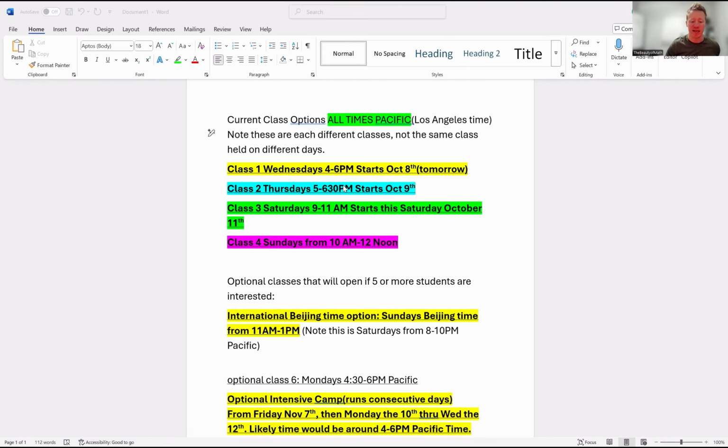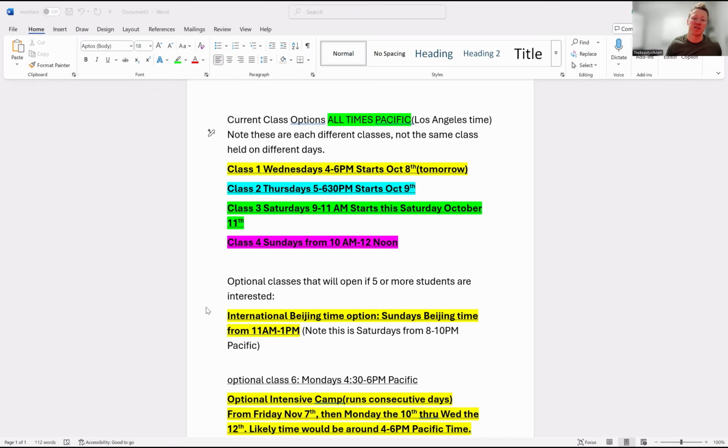Class two is Thursdays. It starts the day after tomorrow. Class three is Saturdays, and class four is Sundays. Currently, the only two classes that are guaranteed to happen are Wednesdays and Sundays, although Saturdays and Thursdays both have one student signed up so far, and there will probably be a couple more added.